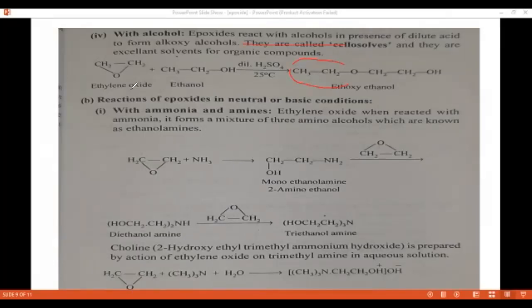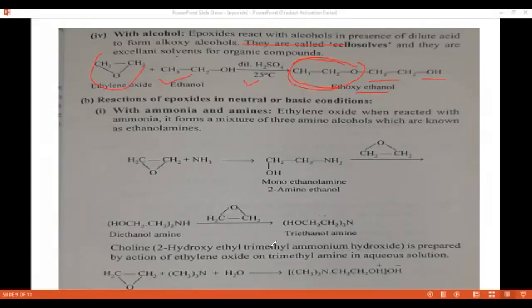This ethylene oxide reacts with ethanol in the presence of dilute sulfuric acid at 25 degrees Celsius, then the formation of the ethoxy ethanol. This is the ethoxy ethanol.